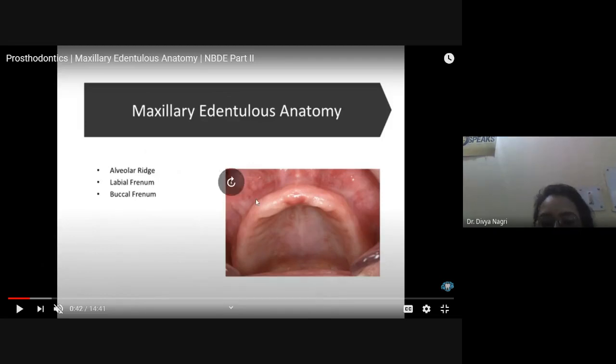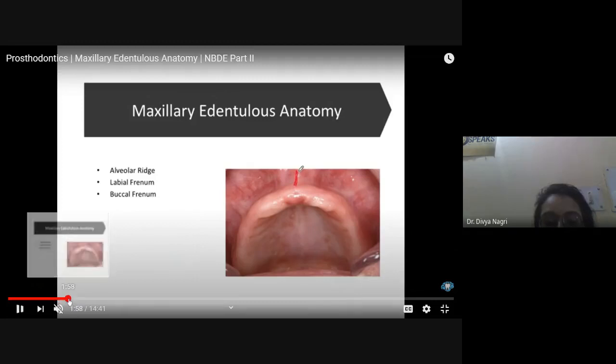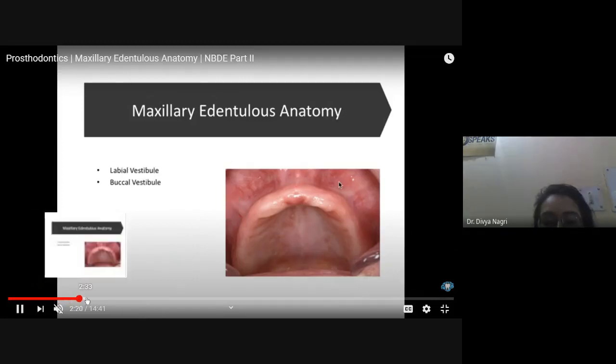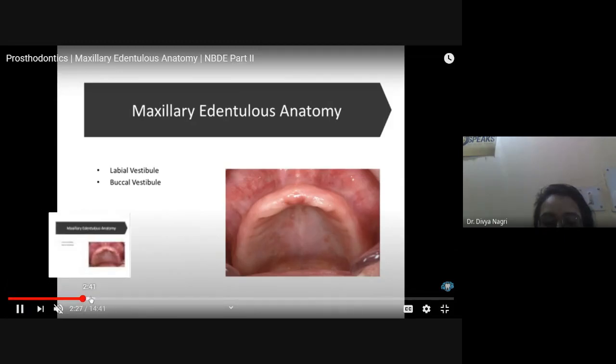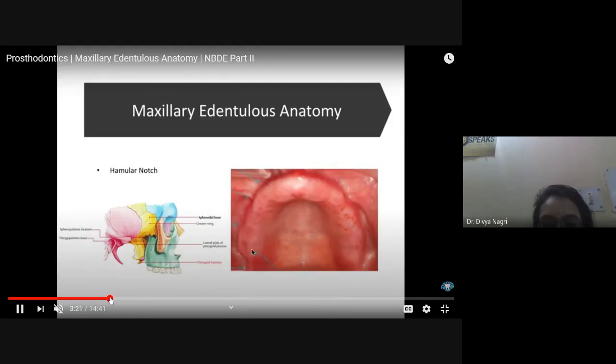Then if I move forward, this is the labial frenum which is being marked. Then if I move forward, it will take a little bit of time for me to slide the share.